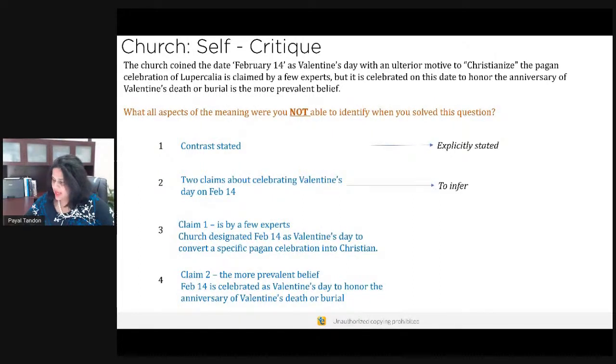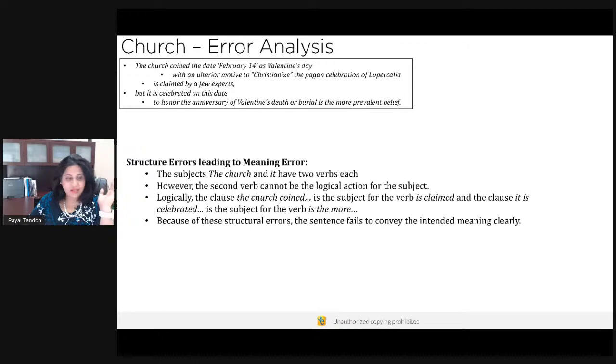Okay, all right. So again, if you think about it, contrast is explicitly stated, but you need to infer because the sentence is written in a weird, ungrammatical manner. You need to infer what the contrast is about. And even claim one needs to be inferred, and even claim two. Again, this sentence, because of the subject verb and structure issues, you need to infer most of the sentence. Now, again, structural errors leading to the meaning error, you can go through it.